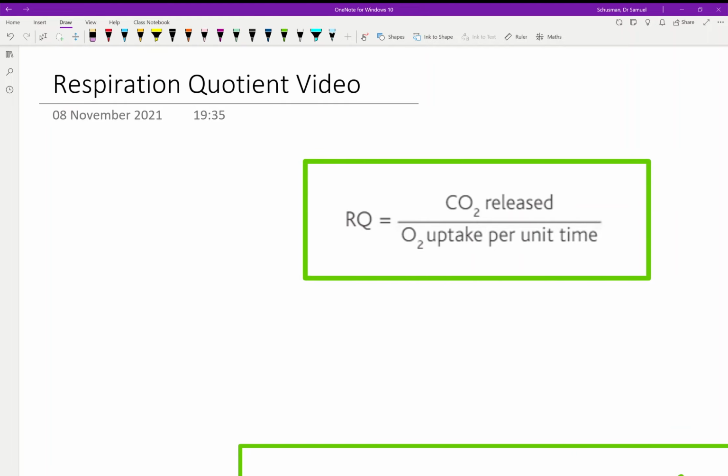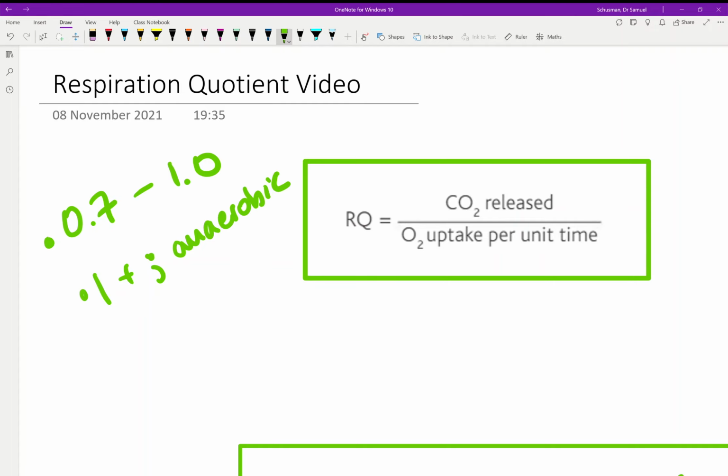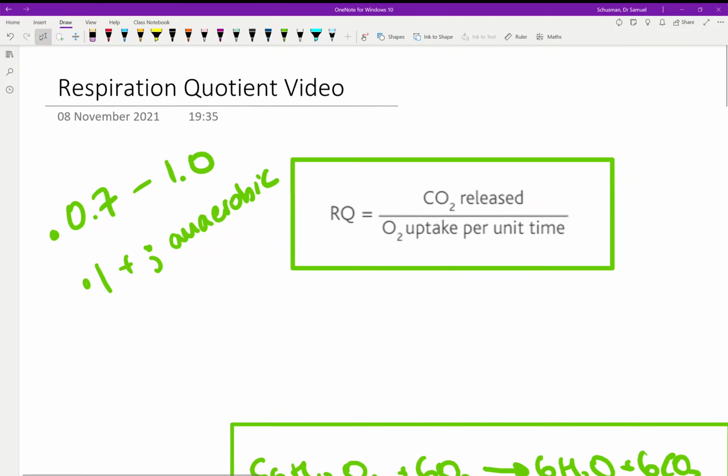So it's CO2 released over O2 uptake per unit time. And the respiratory quotient will pretty much always be between 0.7 and 1. The only time that it will go outside this range is that it sometimes will go above 1. I'm not going to explain why, because it takes ages and you won't fully understand it anyway. It is anaerobic. So if you have it going above 1, anaerobic respiration is going on. So that's the first part.